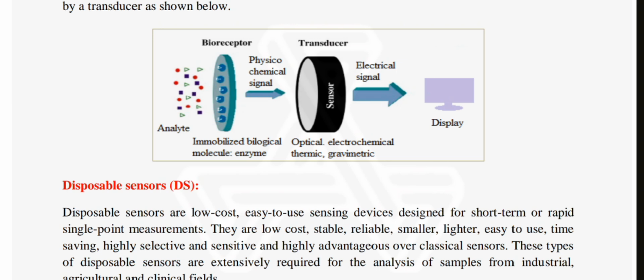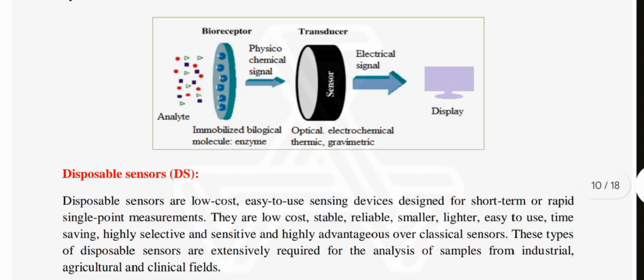Bioreceptor, transducer, sensor, and display. Analyte, physiochemical signal, electrical signal. Immobilized biological molecule: enzyme; optical, electrochemical, thermic, gravimetric sensor.